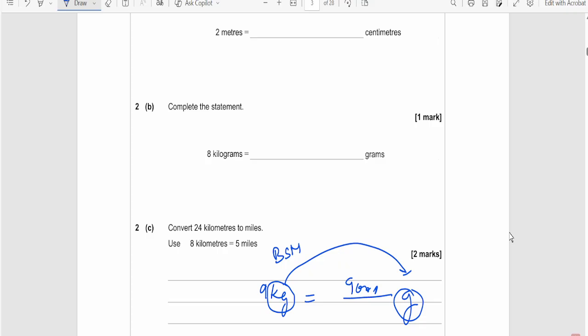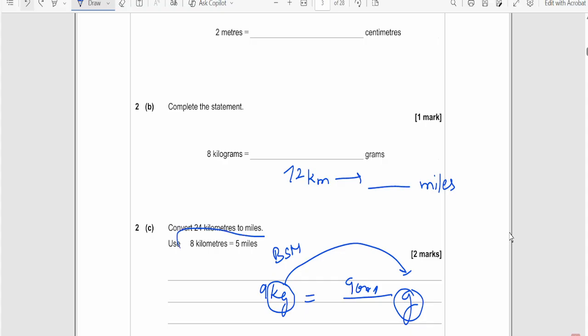Now let's say you have to convert 72 kilometer into miles. Can you try it? Would it be 72 thousand, 7,200? No, kilometer into miles. Use this: 8 kilometer is equal to 5 miles.